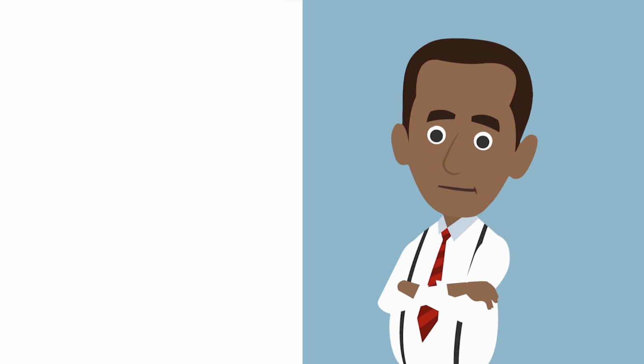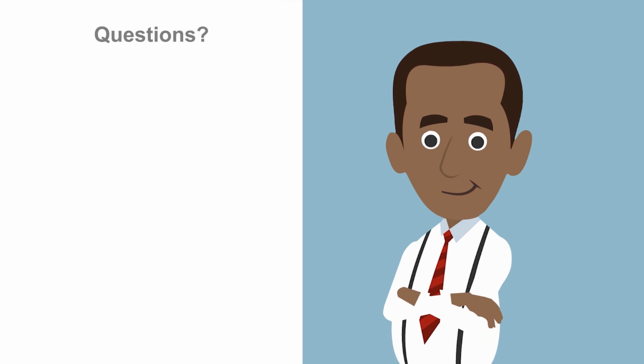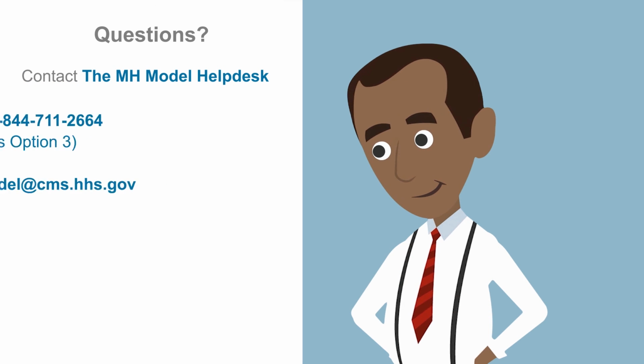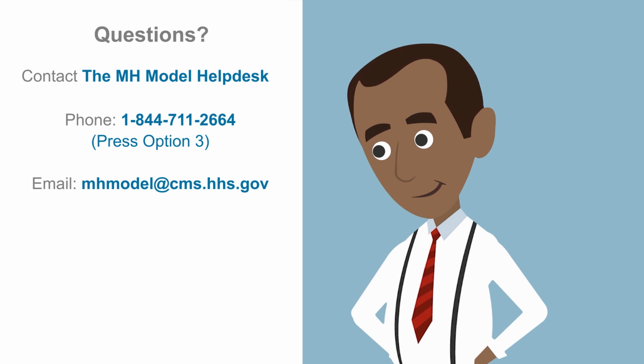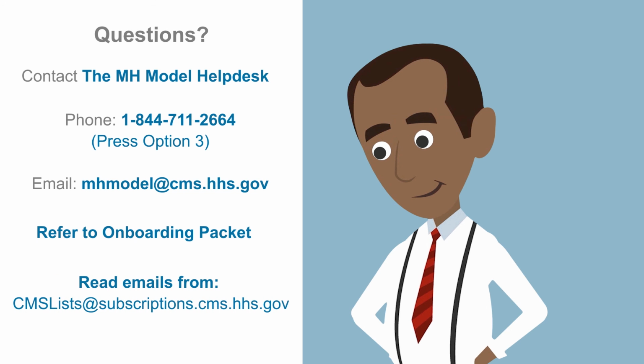What if I have more questions about this process and how it applies to my organization? You can contact the MH Model Help Desk for more information. Please also consult additional materials on this topic contained in your onboarding packet. Your organization should also be receiving information from the MH Model team via email from the address cmslists@subscriptions.cms.hhs.gov. Contact the help desk if you are not receiving these communications.